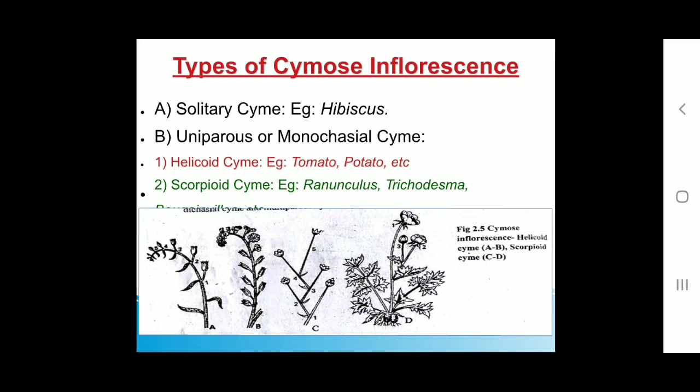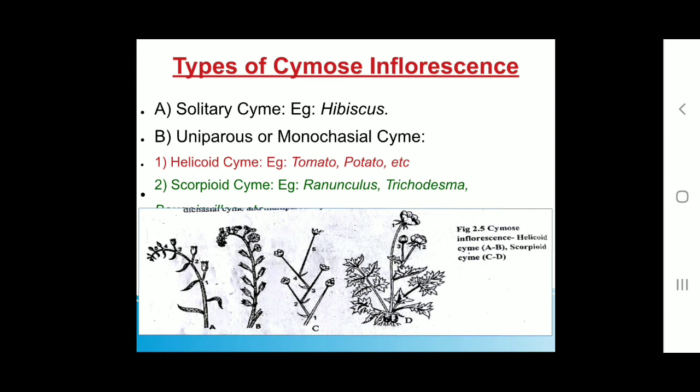Second subtype, that is the scorpioid type cyme. The successive lateral branches are produced on alternate side forming a zigzag appearance, hence called scorpioid cyme. Example, ranunculus, heliotropium, trichodesma, and well-known example is bougainvillea.